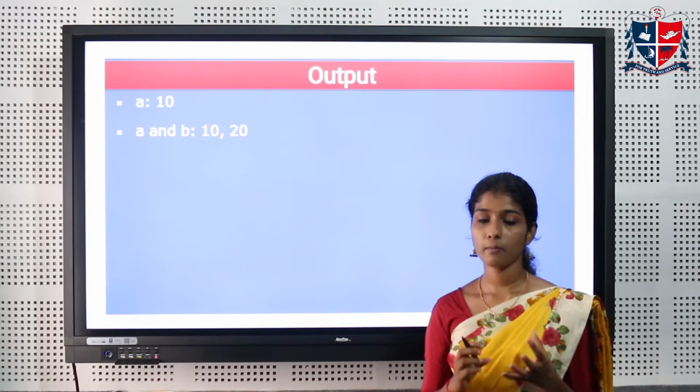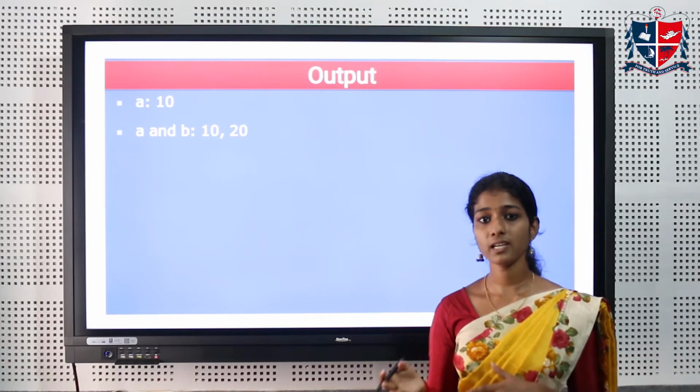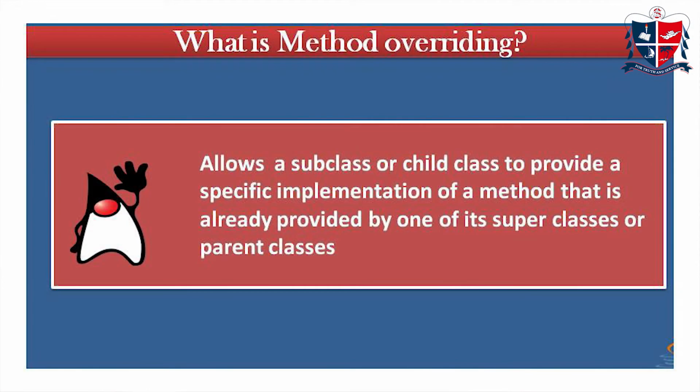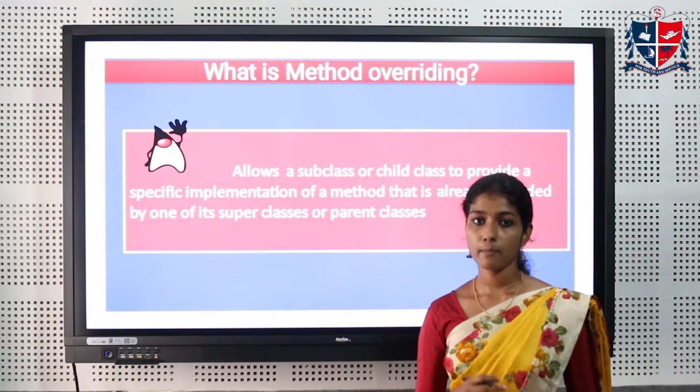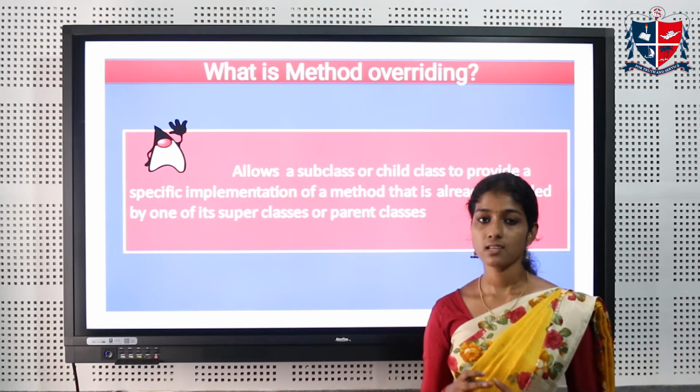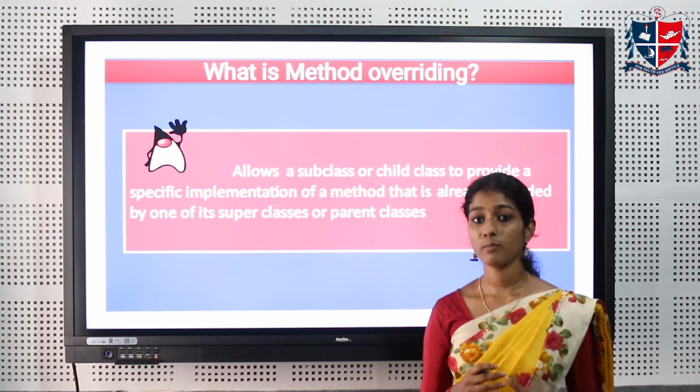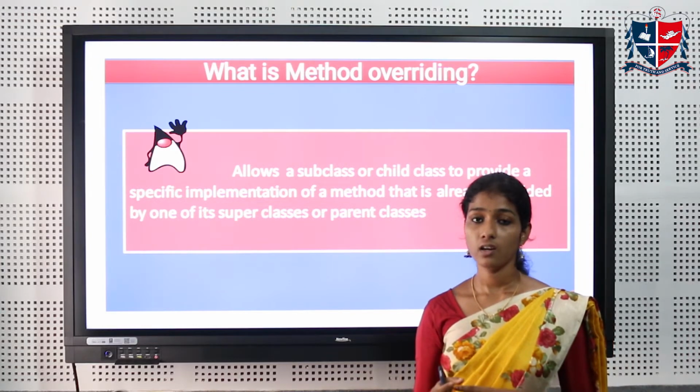That is same method name but different implementations. Then the next category of polymorphism is runtime polymorphism. Runtime polymorphism is also called dynamic polymorphism. In this, the call to an overridden method is resolved during the runtime.